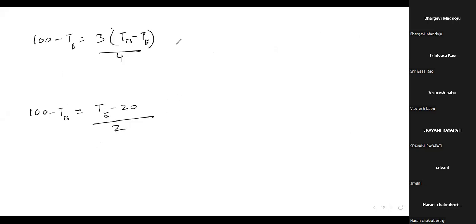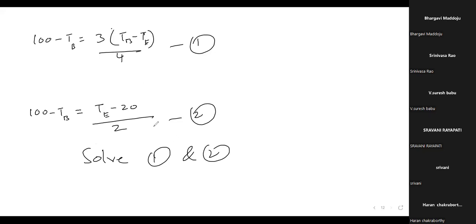Okay, solve the two equations, 1 and 2. First equation, the second equation. Solve the equations 1 and 2. We'll get the TB and TE. That's all. Now, the problems based on the Kirchhoff law will be like this.